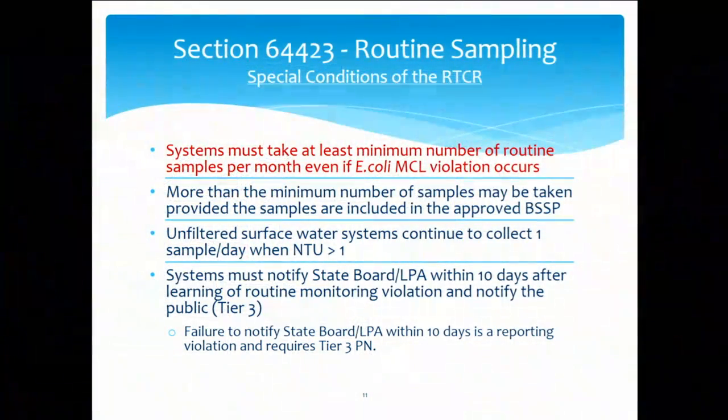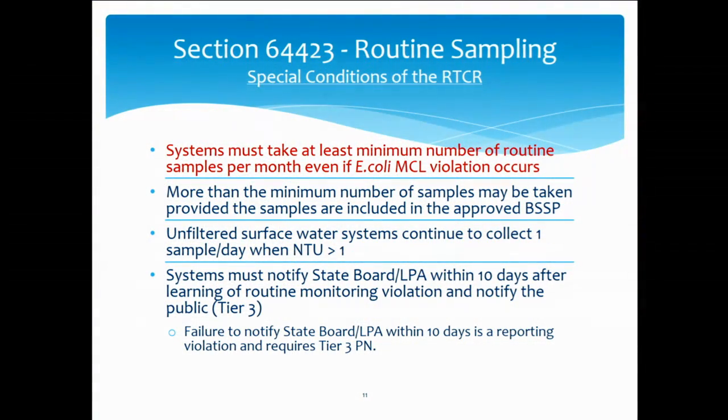The first bullet is in the federal rule. It seems kind of obvious, but I think they wanted to put it in there to make sure there was no misunderstanding that if you get an E. coli positive sample that violates the MCL, you still have to finish taking your monthly, whatever the required number of monthly samples you're supposed to take. Having an MCL violation doesn't allow you to stop sampling, which I know none of you would do, but it's in the rule.